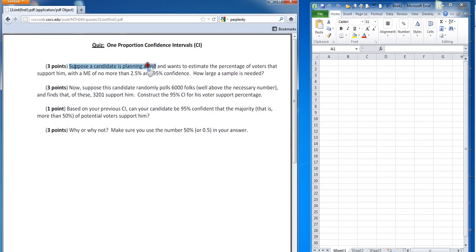So, a candidate planning a poll wants to be no more off than 2.4%, and wants to be 95% confident in his or her result. How large a sample is needed?